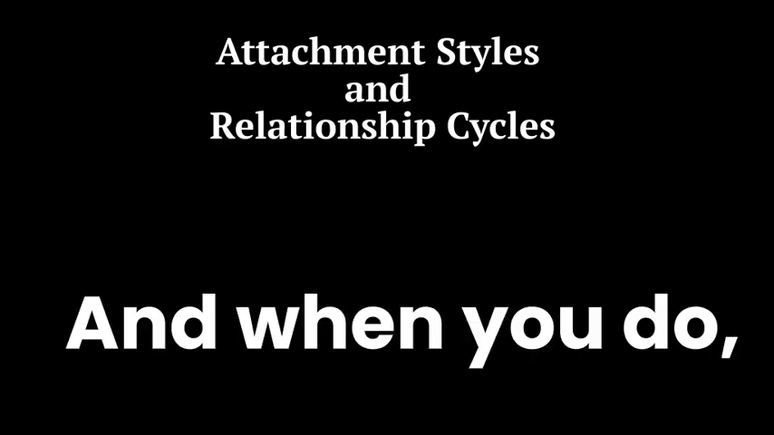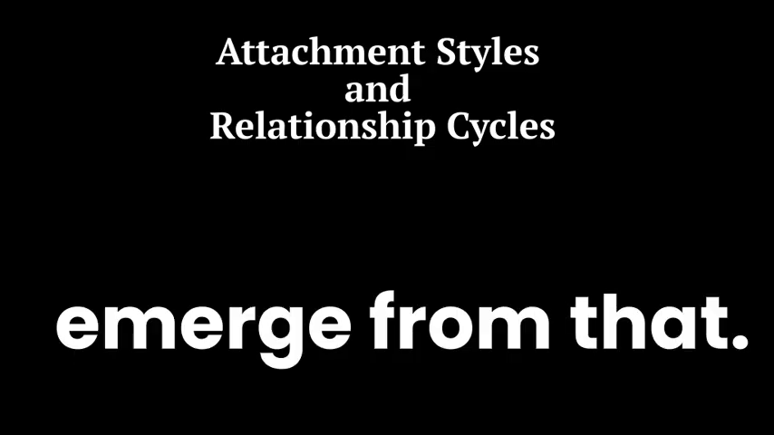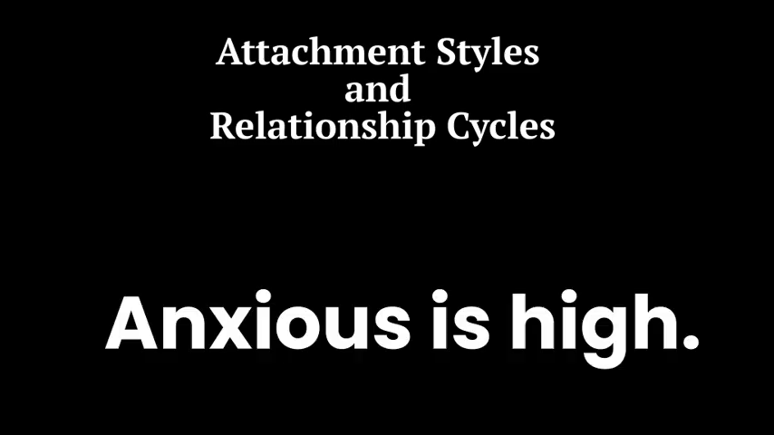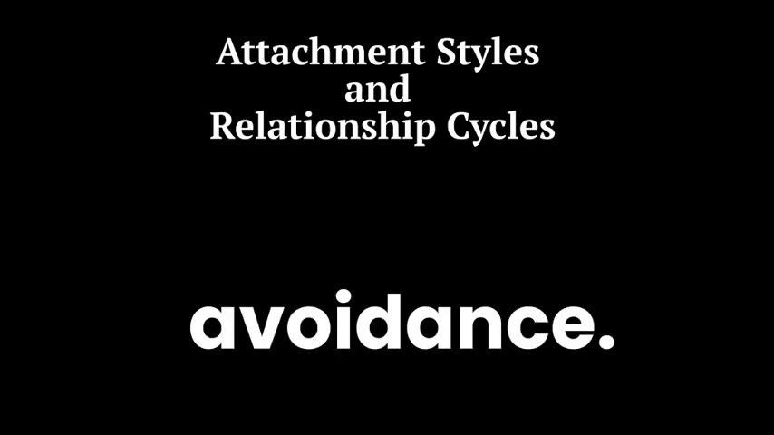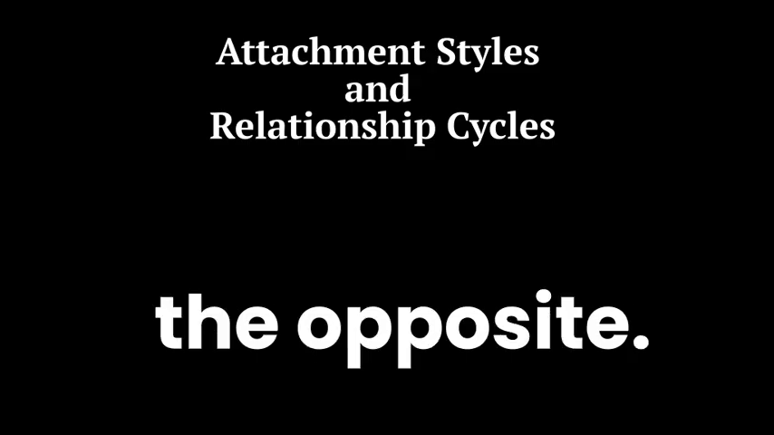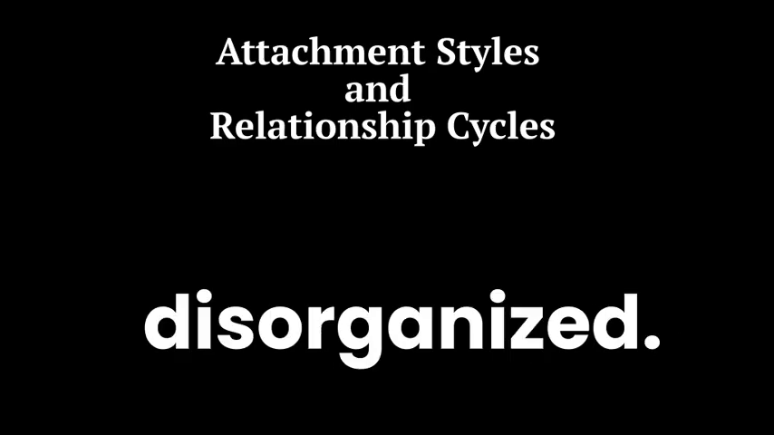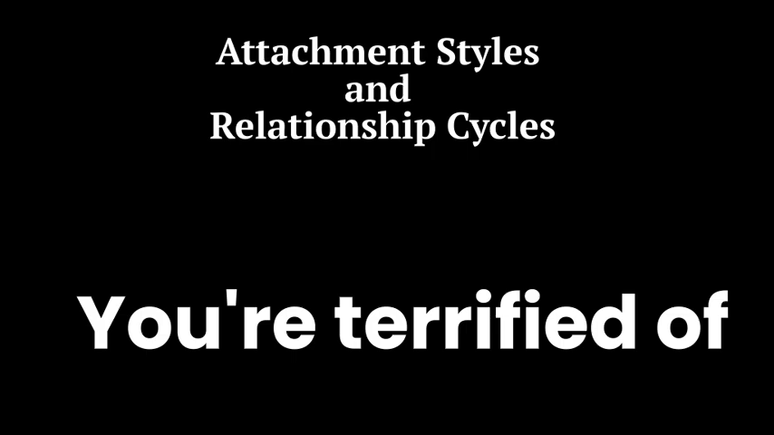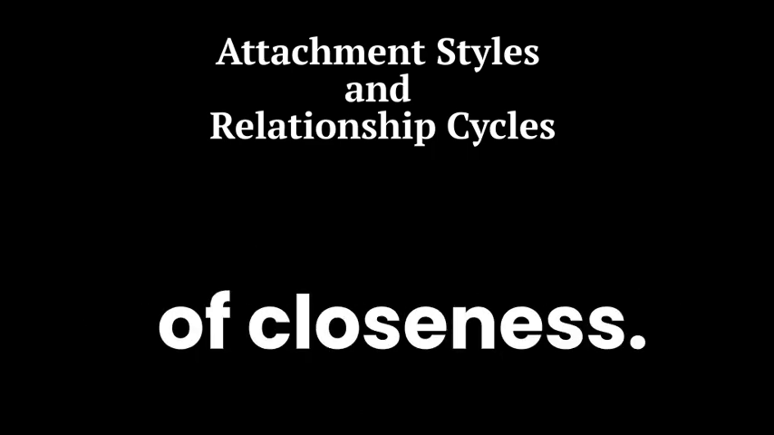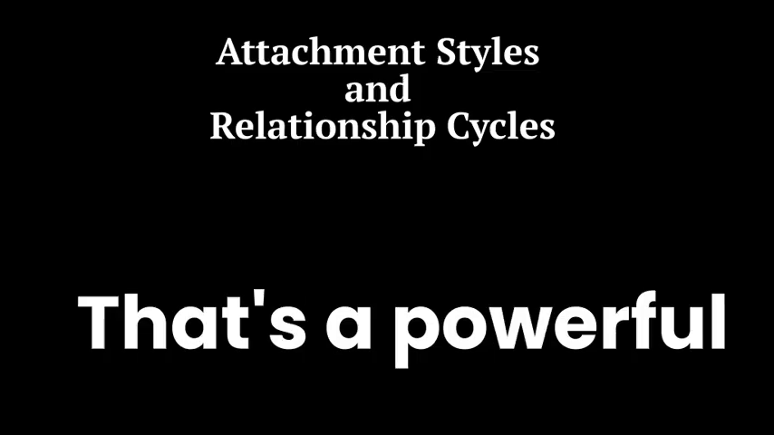Exactly. And when you do, the four styles just emerge from that. Secure is low on both anxiety and avoidance. Makes sense. Anxious is high anxiety, low avoidance. Avoidant is the opposite, high avoidance, low anxiety. And what about the fourth one? Disorganized. That's high on both, which is a really tough place to be. You're terrified of distance, but you're also terrified of closeness. You feel trapped.